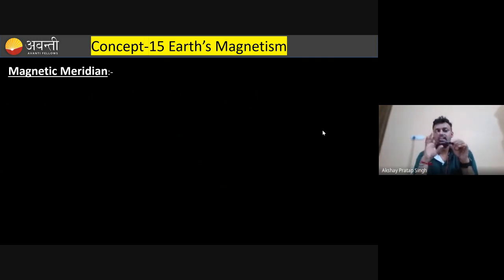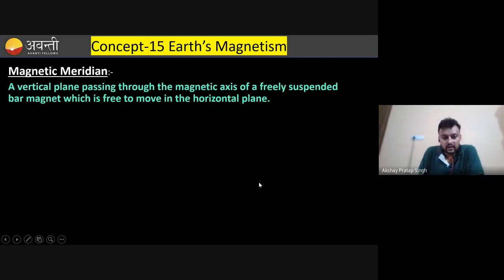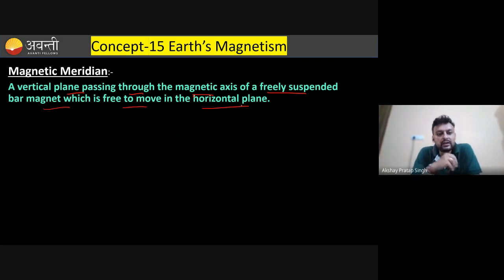Are you getting my point? You have taken a freely suspended bar magnet. It has aligned itself in the north south direction. When it is stable, the vertical plane passing through it is known as magnetic meridian. You can see the definition on the board. A vertical plane passing through the magnetic axis of a freely suspended bar magnet, which is free to move in the horizontal plane, is called magnetic meridian. I hope this is clear. If you can identify this definition, then it becomes very easy for us to move further.